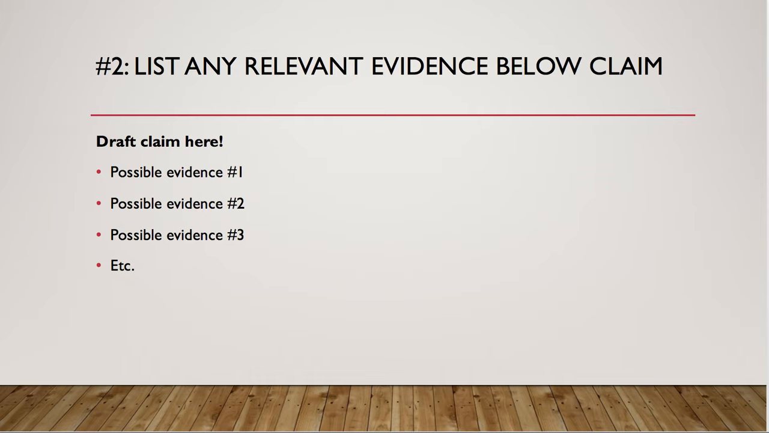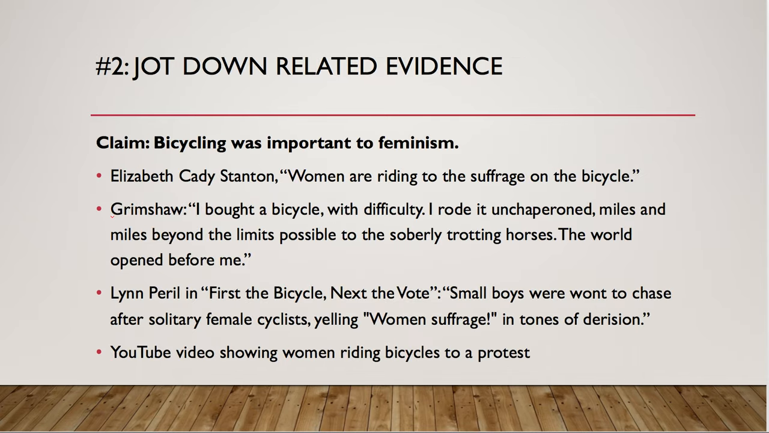Then, go back to your research notes and jot down any evidence you've found that relates to your claim. I would copy and paste any interesting quotes, statistics, photographs, etc. that relate to your claim, and then put them in a bulleted list below your draft claim. Here's an example of how I did it. Pause the video if you'd like to read through my evidence here. You probably recognize some of it from the paragraph you read a minute ago.